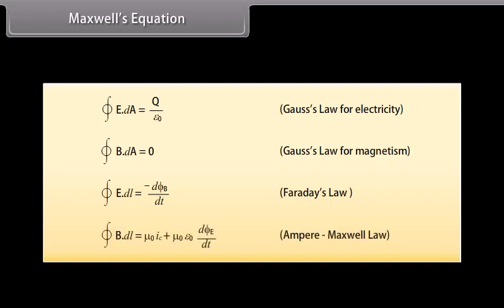Ampere-Maxwell law: closed integral of B dot dl is equal to mu naught I_C plus mu naught epsilon naught d upon dt of phi E.